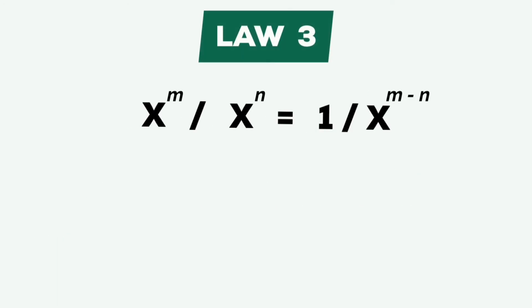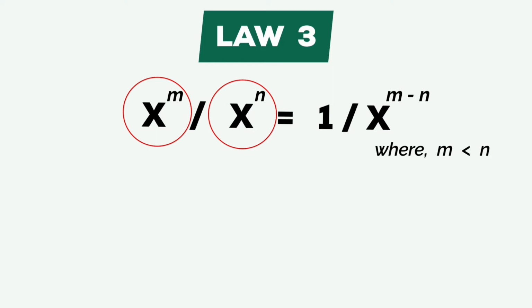Third law, x to the power m upon x to the power n is equal to 1 upon x to the power n minus m, where m is smaller than n. When the base x to the power m is divided by the base x to the power n, we can also write it as 1 upon x to the power n minus m.